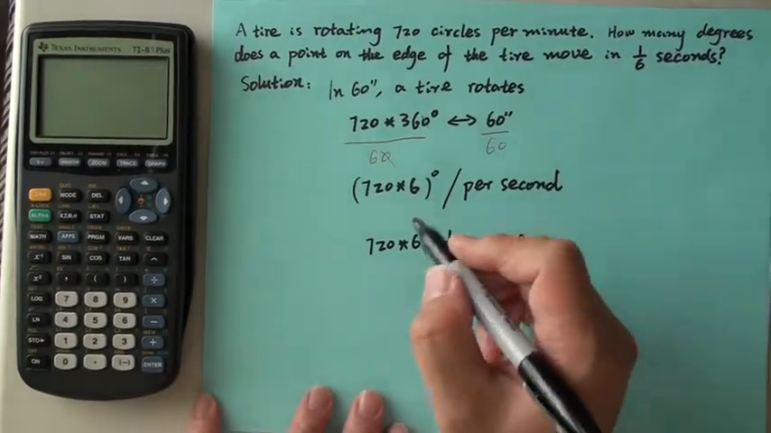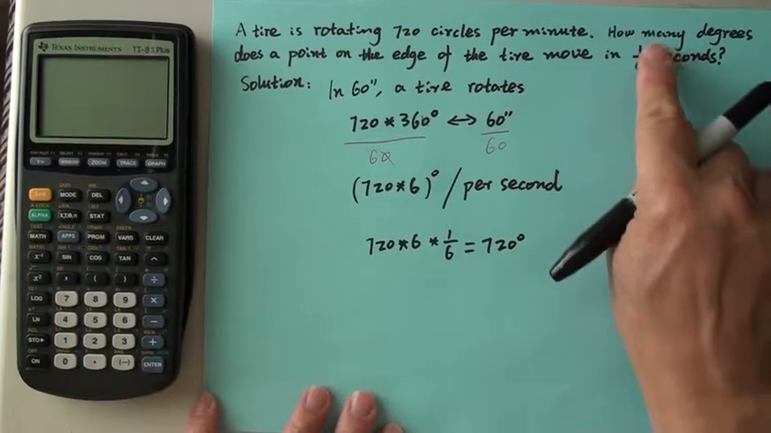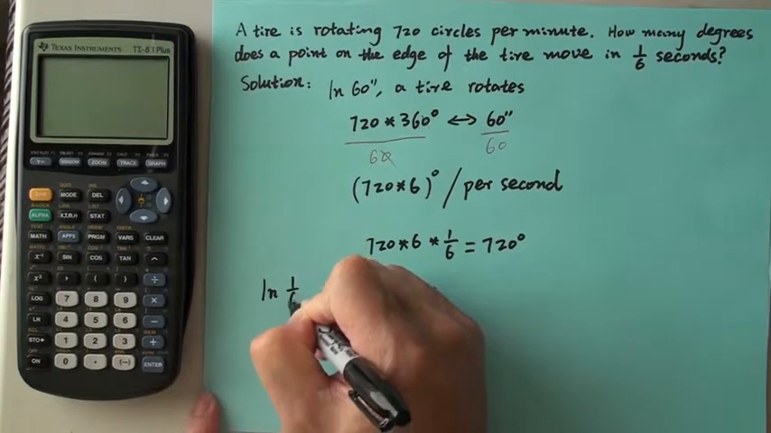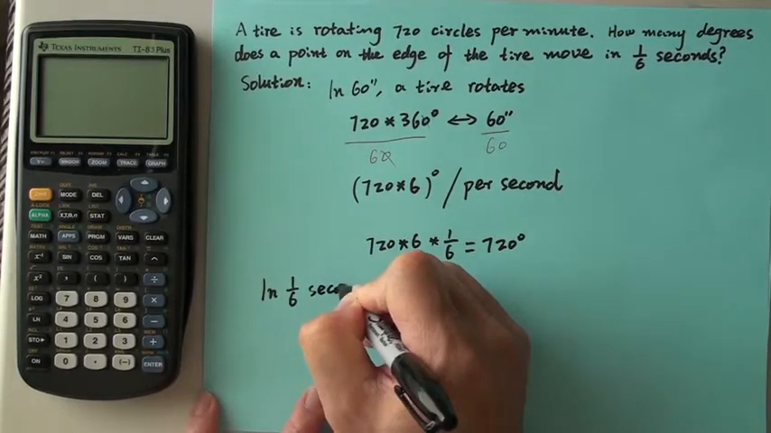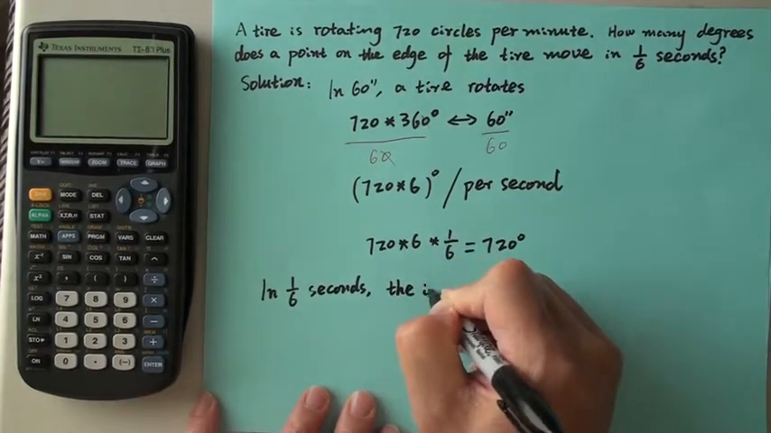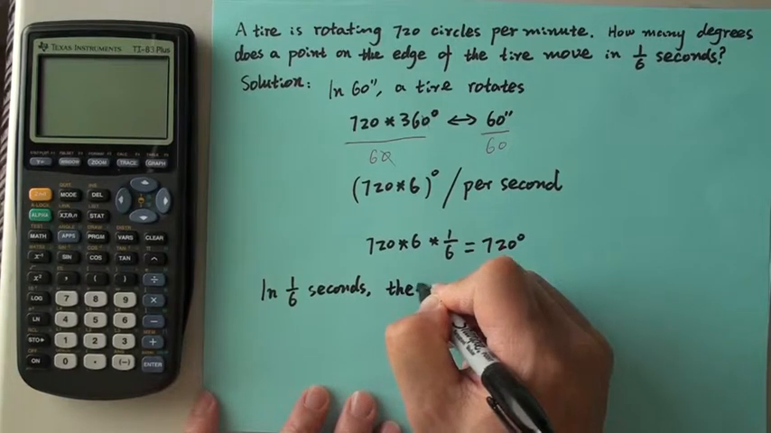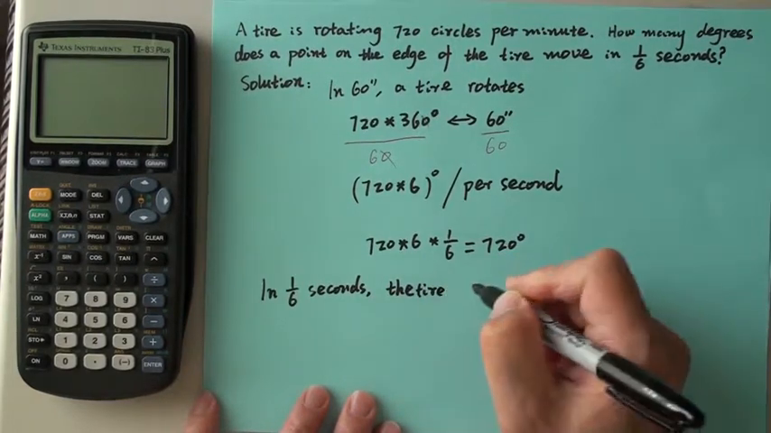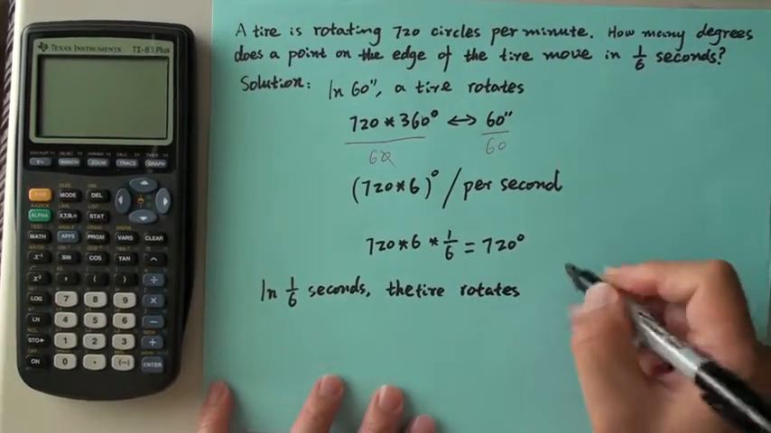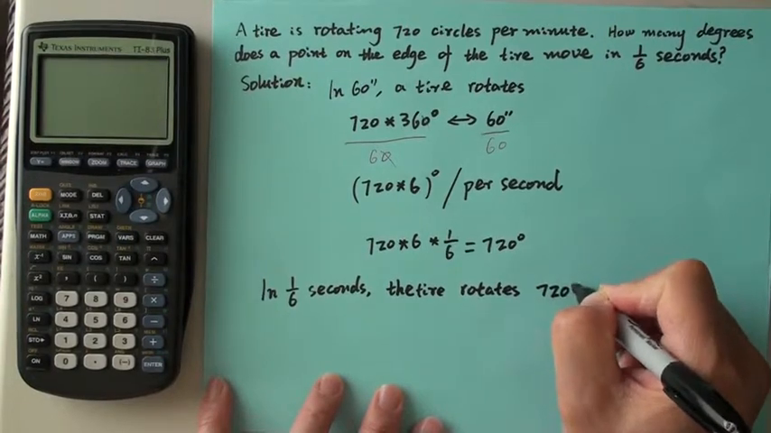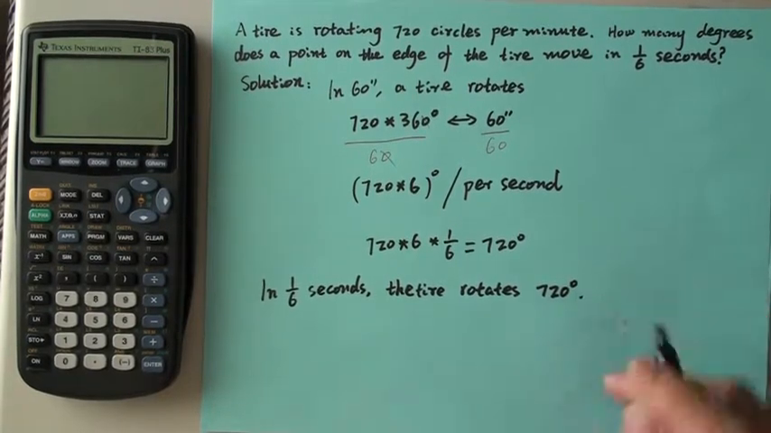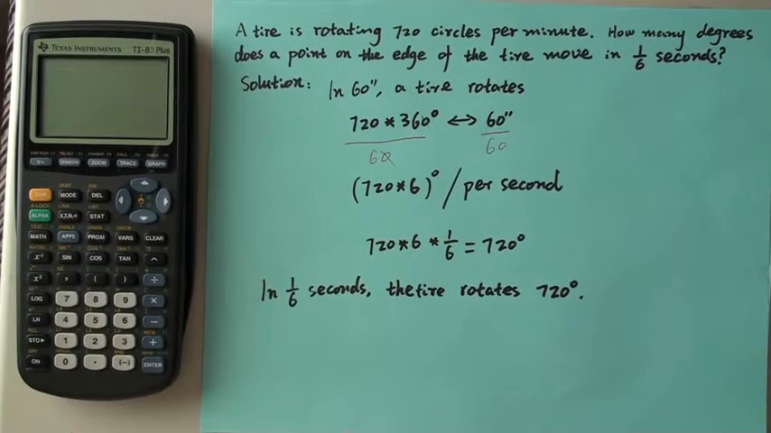So the final answer is: in 1/6 seconds, the tire rotates how many degrees? 720 degrees. So that's the final answer. All right, I'll see you next time.